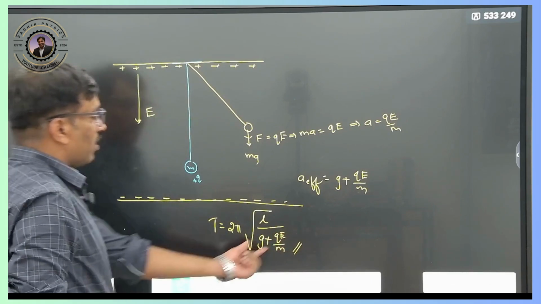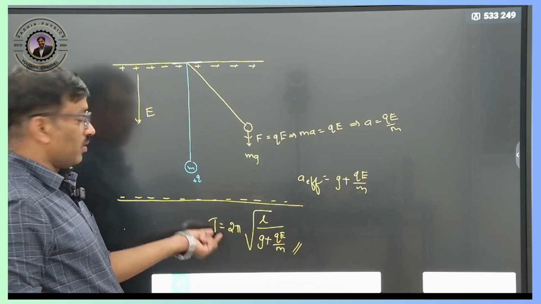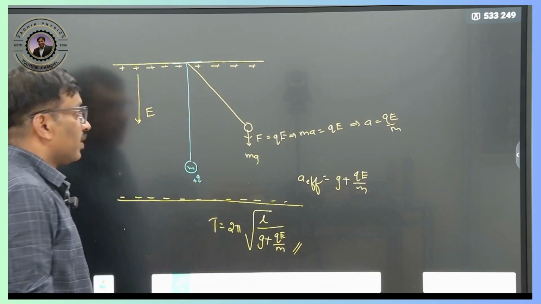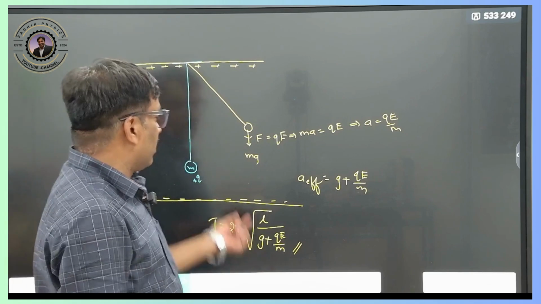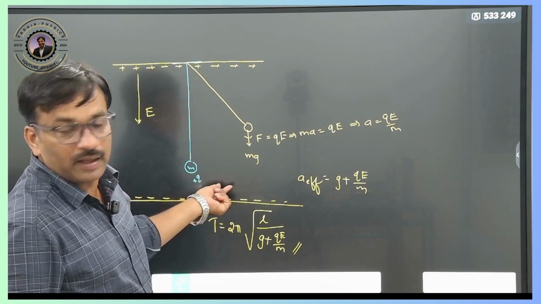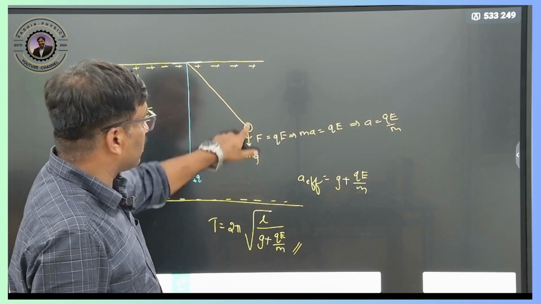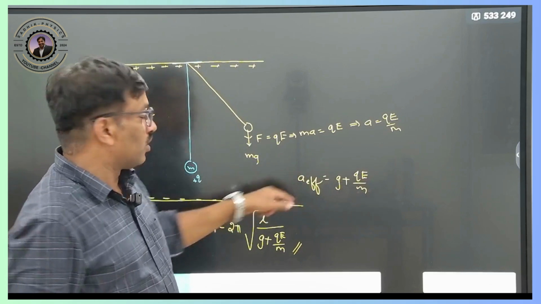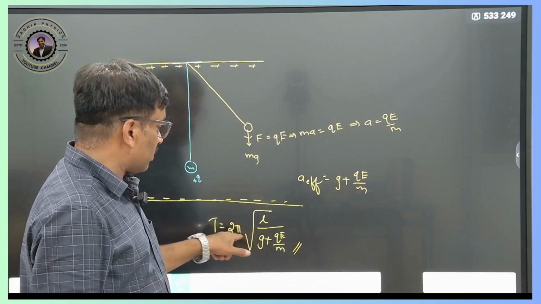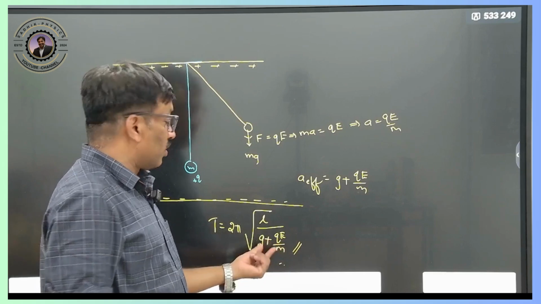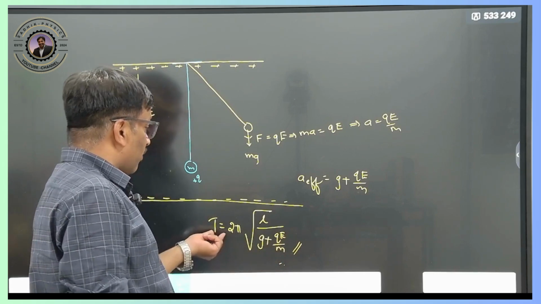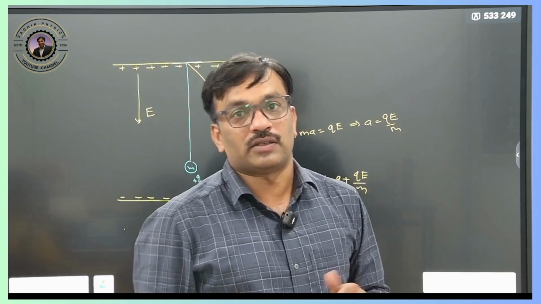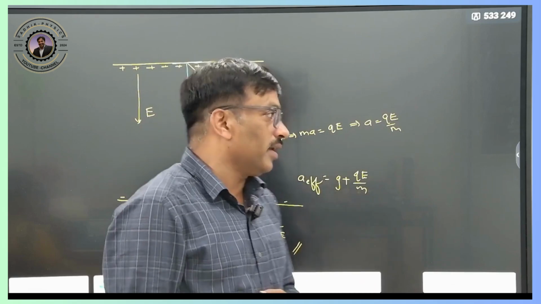So what will happen now? The denominator is increased, so the time period will decrease. Time period decreasing means frequency will be increasing. Suppose you consider the polarity: if a negative charge is there, what will happen? It is going to experience an upward force, so g minus qE by m. Therefore the denominator is decreased and the time period will increase. If this is a negative charge, time period is increased, which means frequency will be decreased.